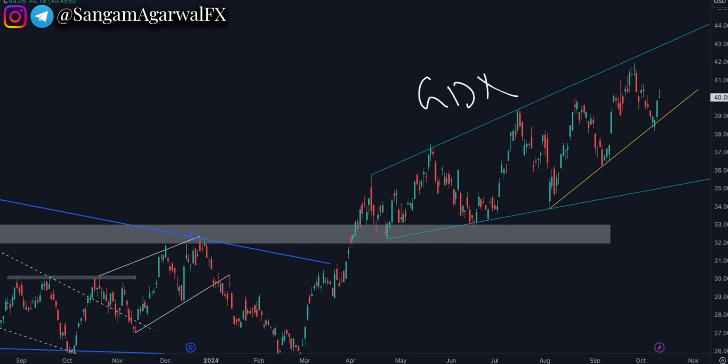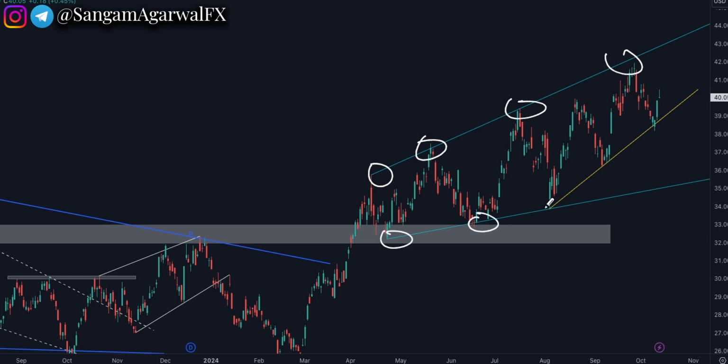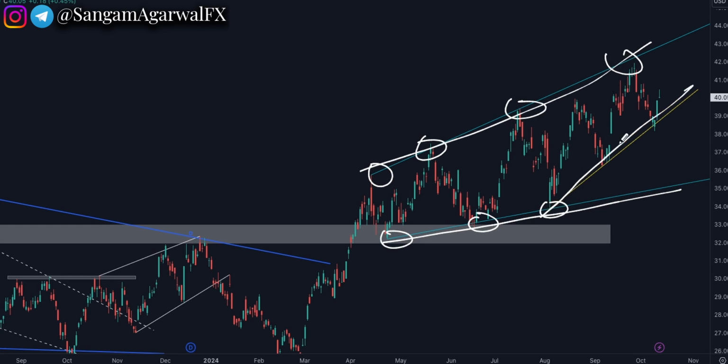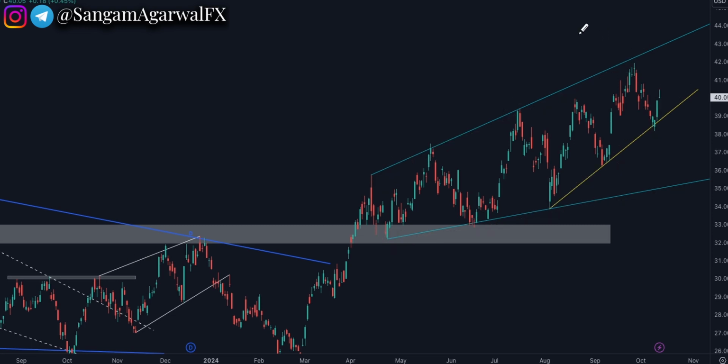GDX daily chart, you can see price tested the upper trend line and is in the middle of the chart pattern above the lower trend line, but we have one more trend line, the yellow one. So price bounced from the retest of the lower trend line. Small action in gold but big action in GDX. So gold was almost there near the all-time high, but this chart looks like just a correction.